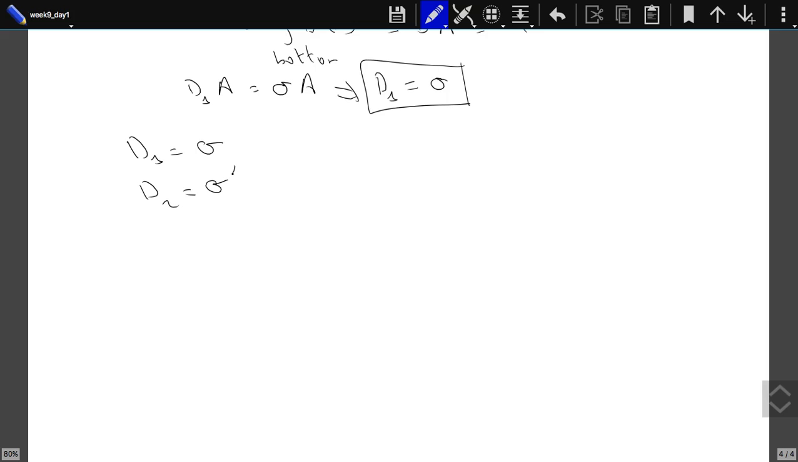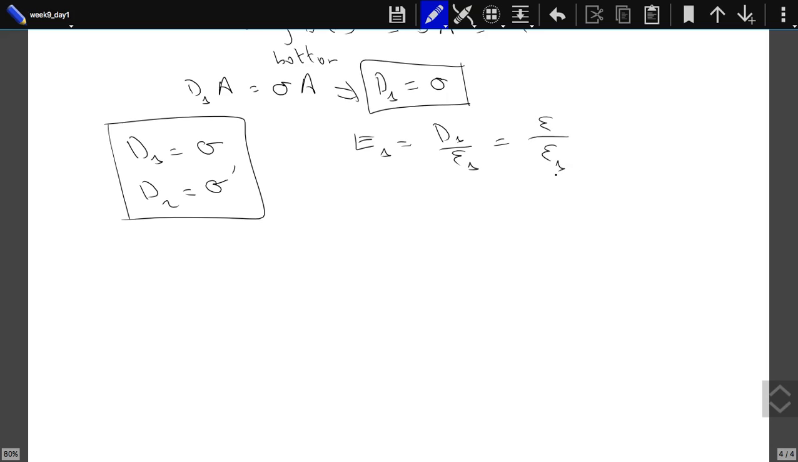So these are the D's. I know the E's. E1 is just D1 over epsilon 1, which is sigma over epsilon 1. E2 is D2 over epsilon 2, which is sigma prime over epsilon 2. I still don't know what sigma and sigma prime are.